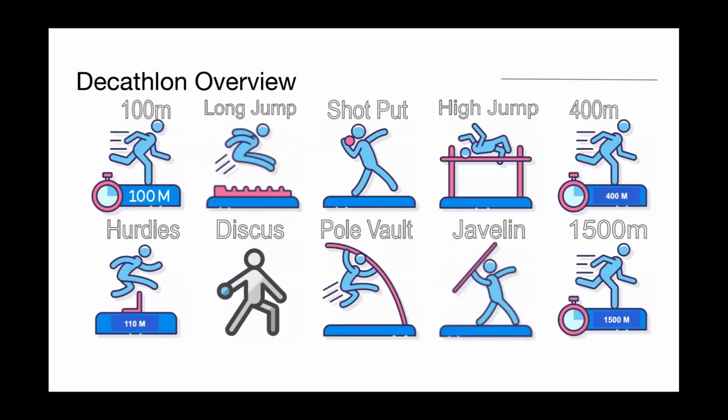Day two tends to be more technical, starting with hurdles, moving into discus, and then possibly the most technical event, the pole vault, and then the javelin, and then we finish with the grueling 1,500-meter run. As for scoring in the decathlon, in each event you earn a certain number of points, and the overall score is the sum of all the points you've earned.